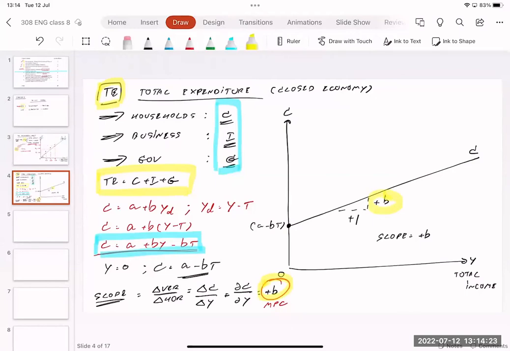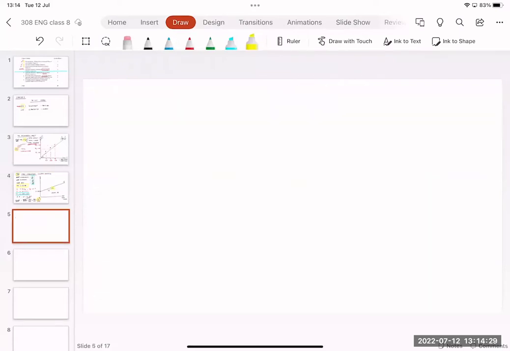So what's so good? Next, after I know how the consumption curve looks like, I want to know how the total expenditure curve looks like. I'm coming back to the main equation. Total expenditure equals C plus I plus G: consumption, investment, and government spending. I put everything I know into the equation. TE equals C. C is consumption, right? The consumption equation is A plus B times (Y minus T). Put it down.